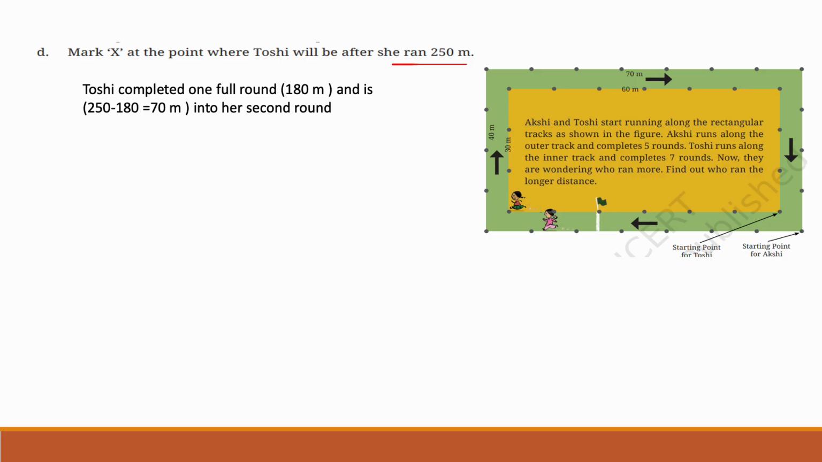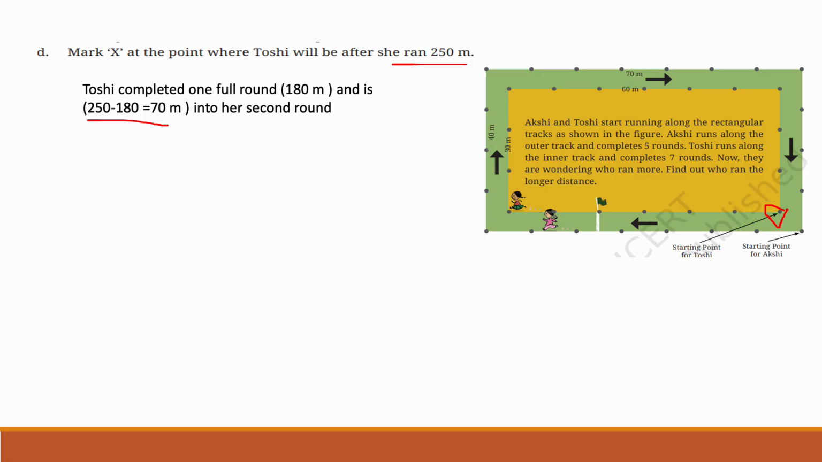Now, what is the extra distance she covered? 250 minus 180, that is 70 meter. So, she was into her second round. Okay. So, where we should mark X? See, this is the starting point.